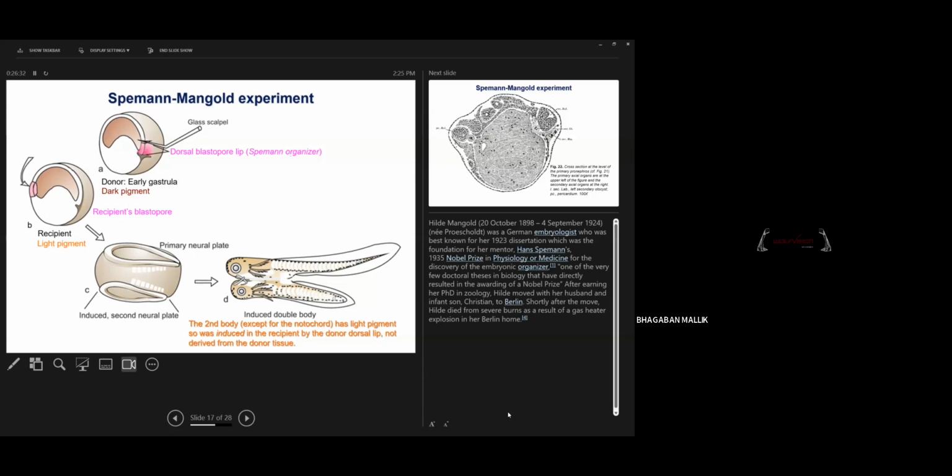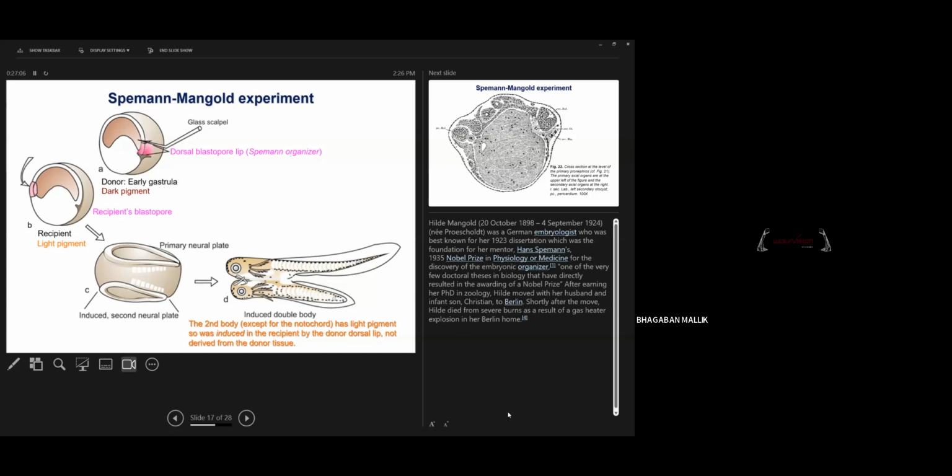Like you can see, the twin embryo develops and becomes non-pigmented at a later stage. This is non-pigmented because, if you look at this, they excised the pigmented structure from the dorsal blastopore lip of one gastrula and put it in another gastrula, which is already pigmented. So one would assume it would develop a pigmented structure, but it did not. It developed into a separate, transparent, non-pigmented structure like this.